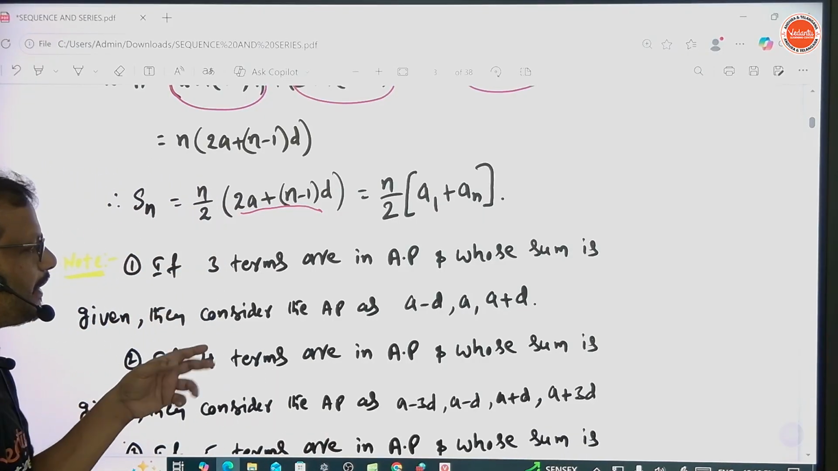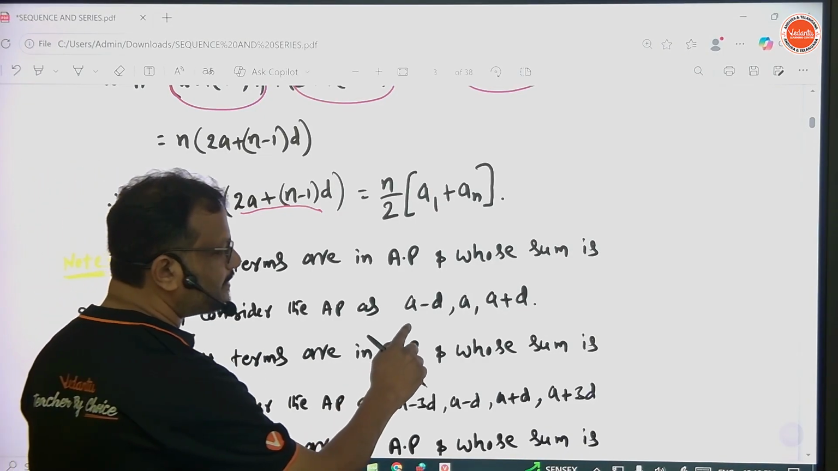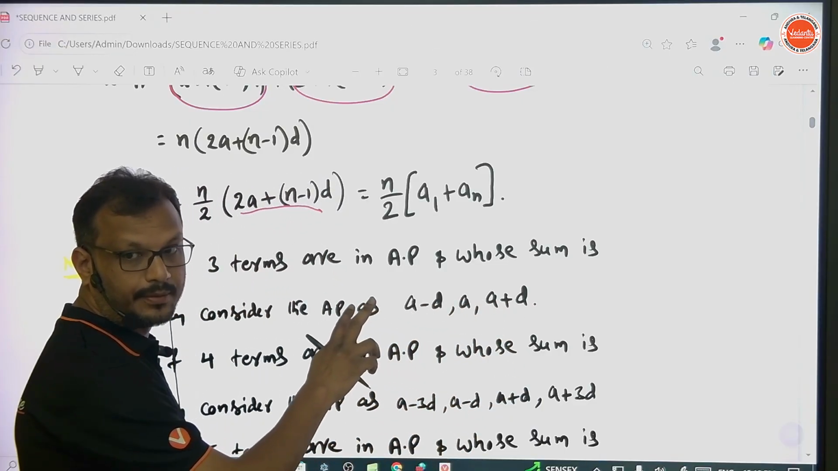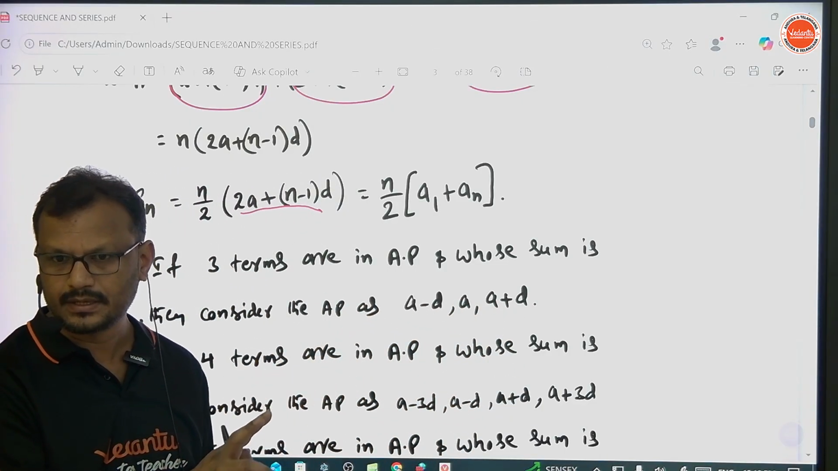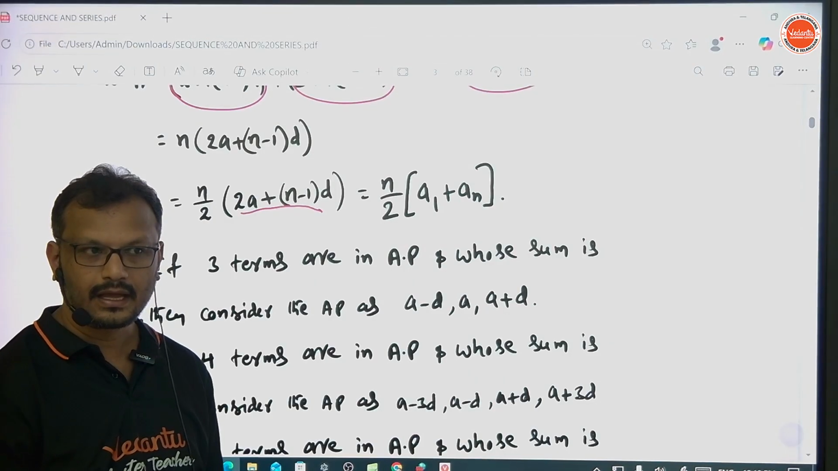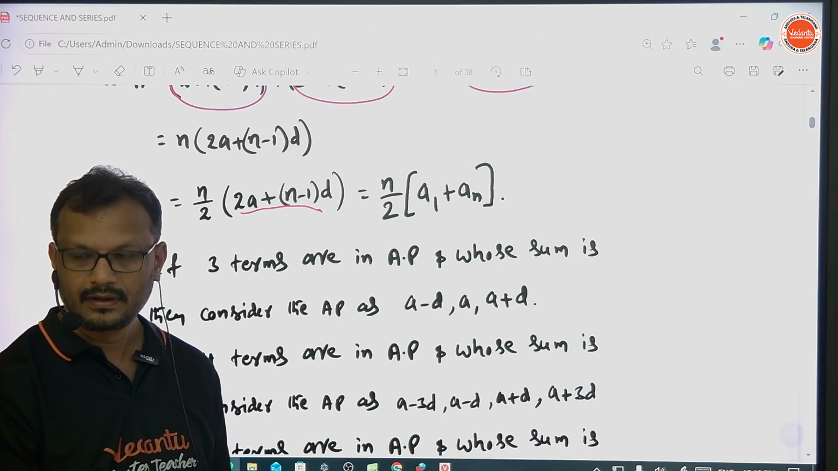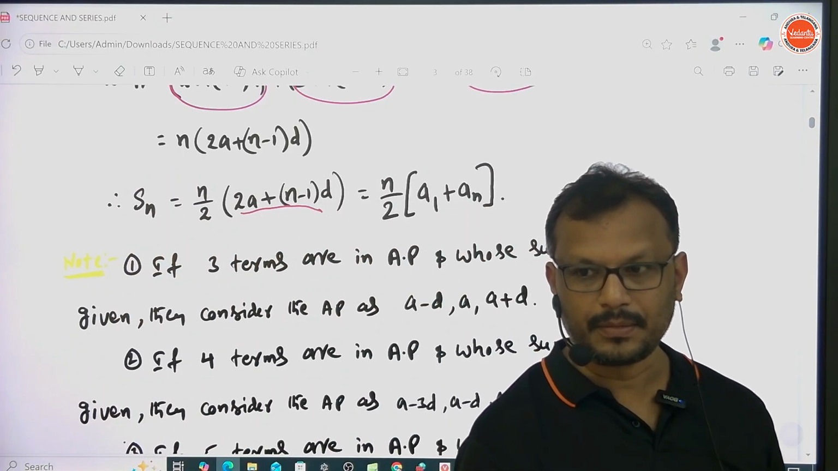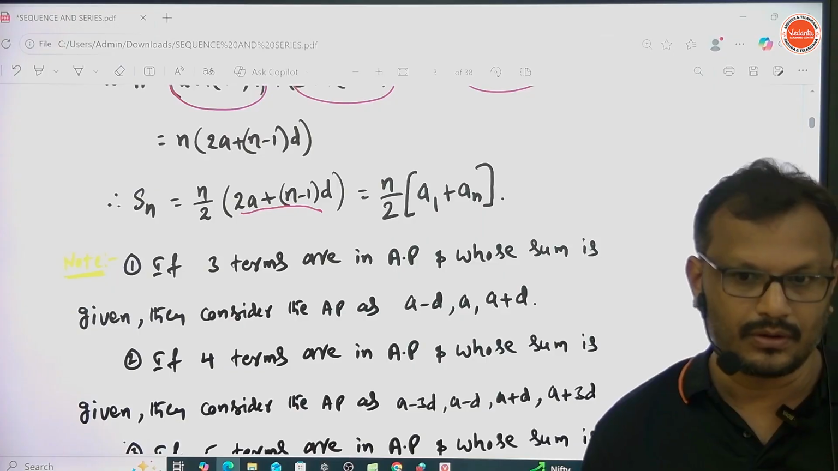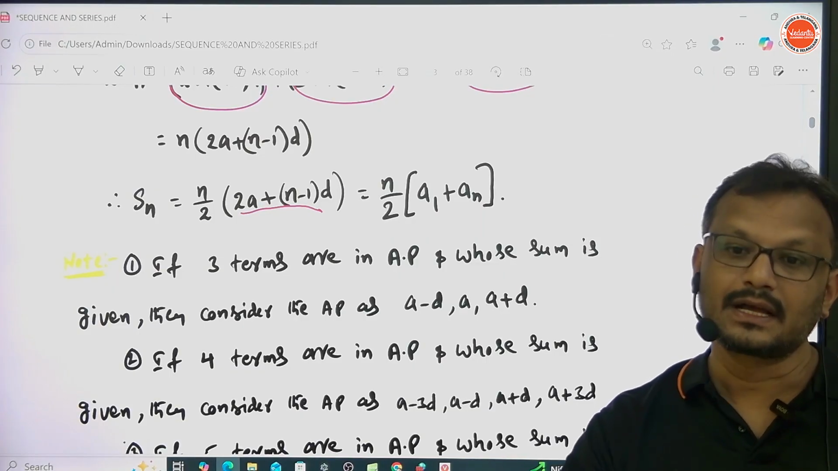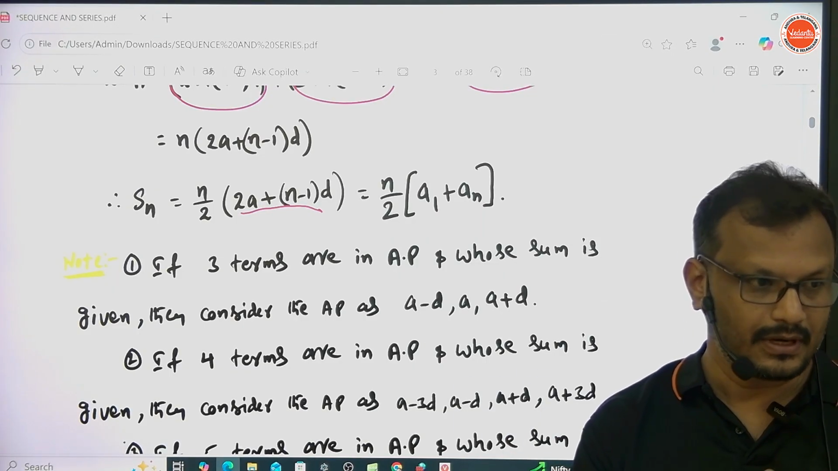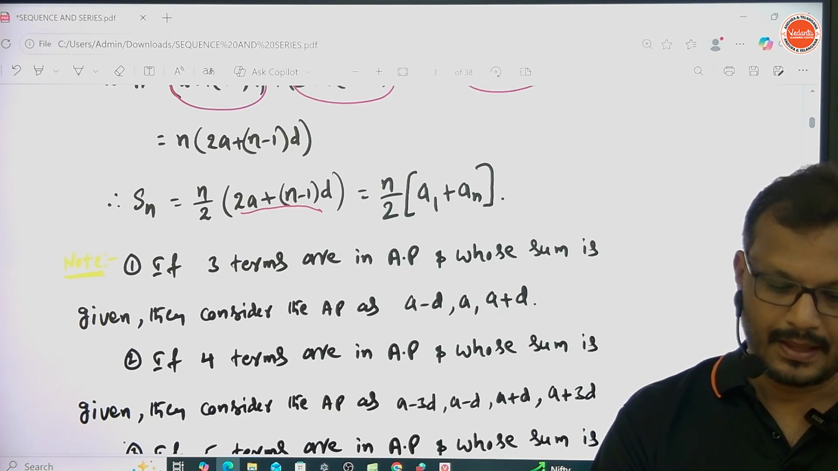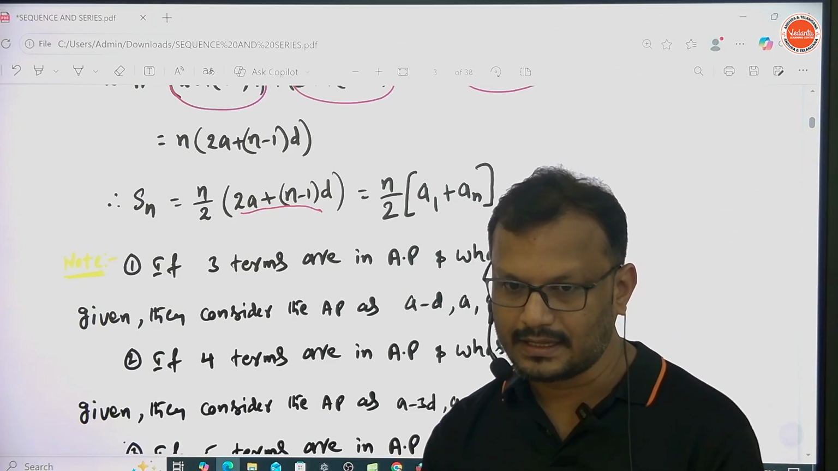So 3 terms are in AP whose sum is given. What is the common difference between them? D. That also you have to identify. That's very important. In last year's mains exam, they asked one question where the difference was different. The common difference is not D, but 2D. But at the end of the answer, we will get the value of D. You try to understand. They gave 2D as the common difference, but we will get the value of D at the end.